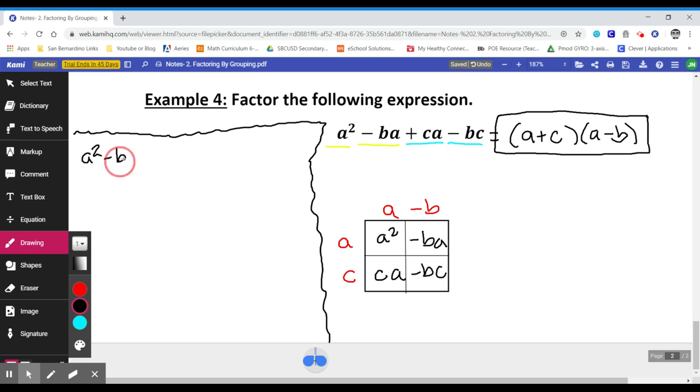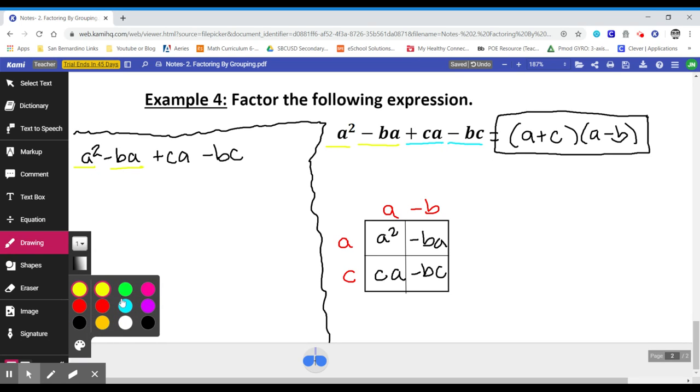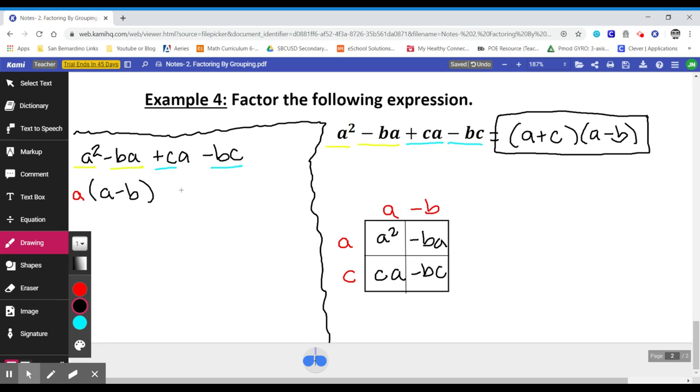So a squared minus ba plus ca minus bc. Same exact process. You still have to do the whole checking to make sure that the first two terms and the next two terms are actually, you can take something out of both of those, and it looks like the answer is yes from the last part. So what you do in the next step is literally take the greatest common factor from the first two and the last two terms. So for the first two, I can take out the letter A, right? So I'm going to put A there, kind of like what we did in the box. And then it looks like I have A minus B remaining.